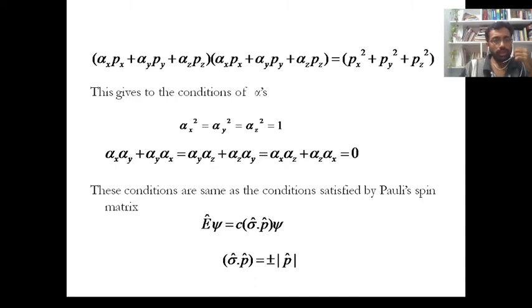And when we are thinking about this matrix, we already know about the Pauli spin matrix, and the Pauli spin matrix satisfies the same conditions, that is alpha x square equal to alpha y square equal to alpha z square equal to 1, and the second condition also. So we can say that the matrices alpha x, alpha y, alpha z may be the Pauli spin matrices, because the Pauli spin matrices satisfy the same condition. So instead of alpha x I can write sigma x, instead of alpha y I can write sigma y, and instead of alpha z we can write sigma z.